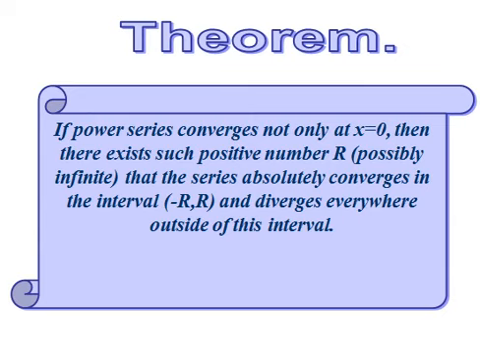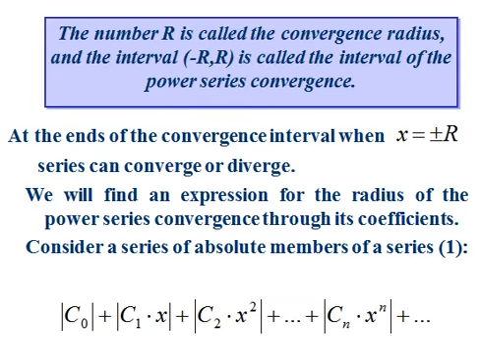Here, if the power series converges not only at x equal to 0, then there exists such a positive number R, possibly infinite, that the series absolutely converges in the interval from negative R to positive R and diverges everywhere outside of this interval. The number R we call the convergence radius, and this interval from negative R to R we call the interval of convergence of the power series. At the ends of this convergence interval, when x is equal to positive or negative R, the series may be convergent or divergent.